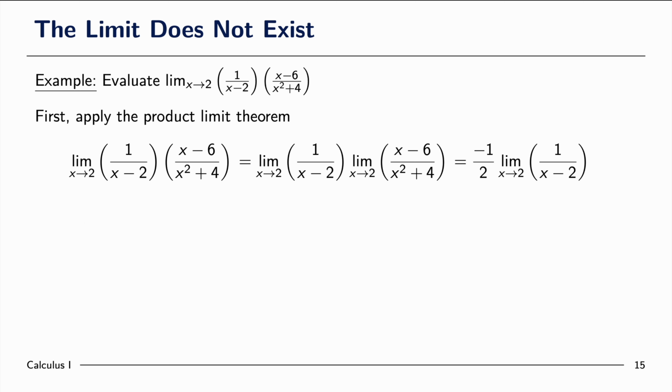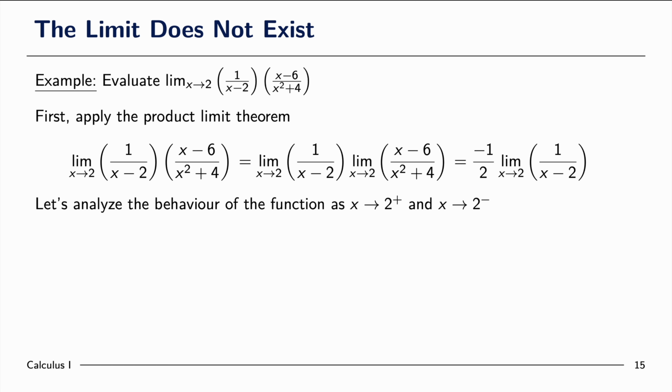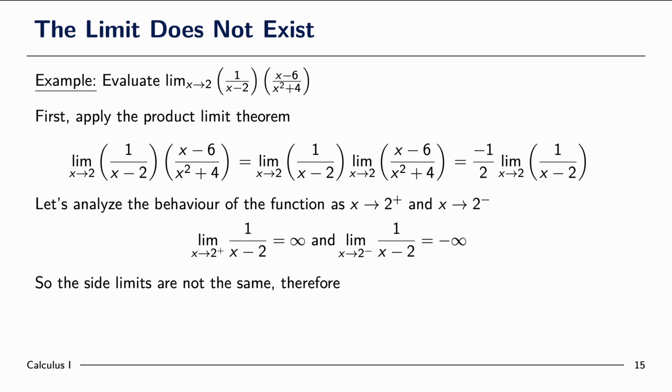So let's try to analyze the behavior of this function as x approaches 2 from the right and as x approaches 2 from the left. The limit of 1 over x minus 2 as x approaches 2 from the right is equal to infinity, and as x approaches 2 from the left is equal to negative infinity. So the side limits are not the same. Therefore, the whole limit does not exist.